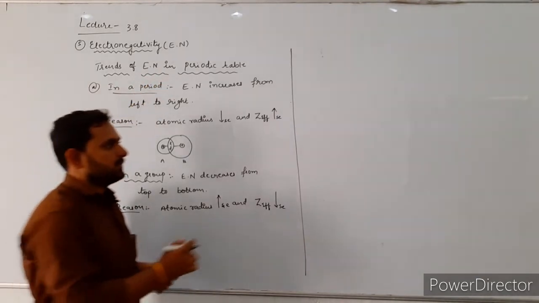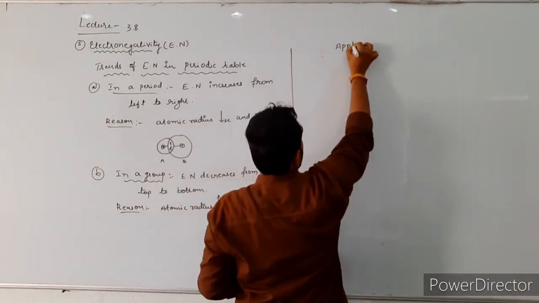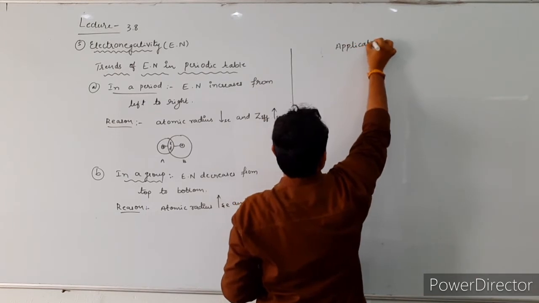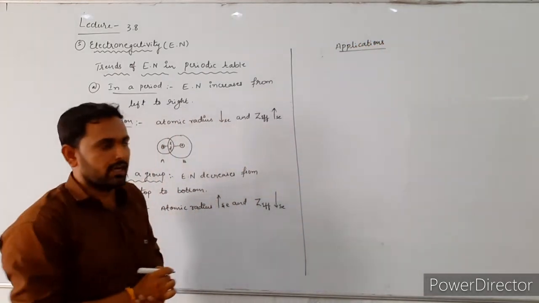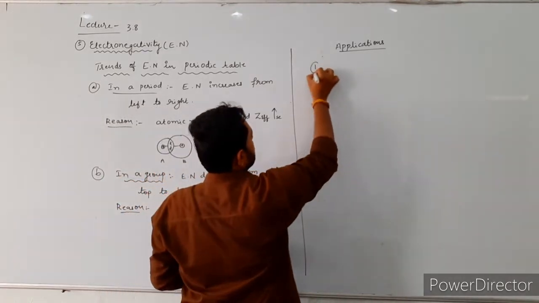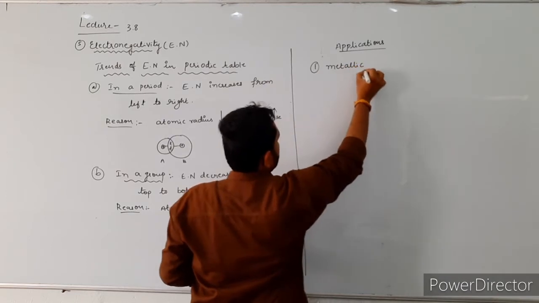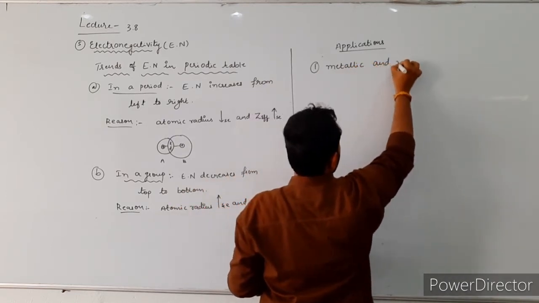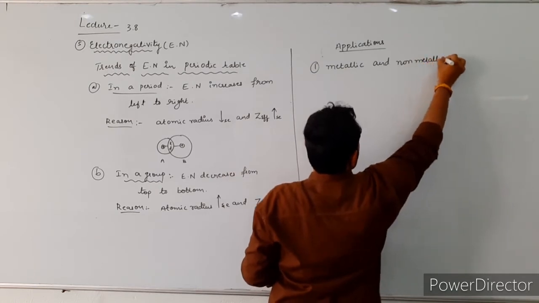Next, let us discuss applications of electronegativity. The first one is metallic and non-metallic character.